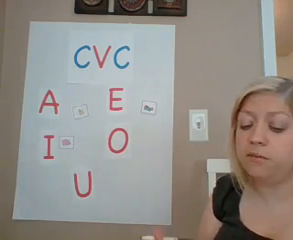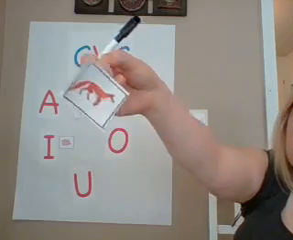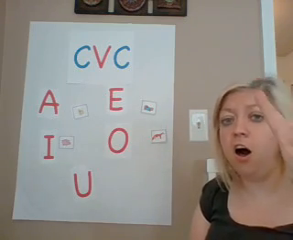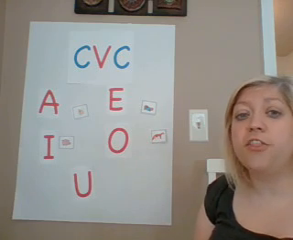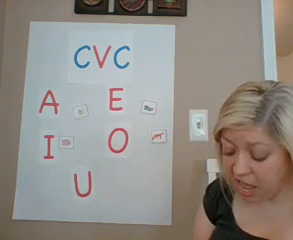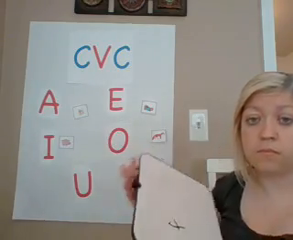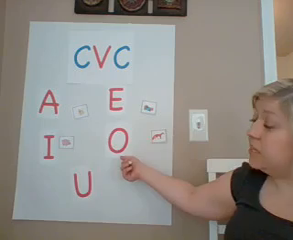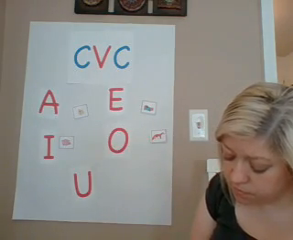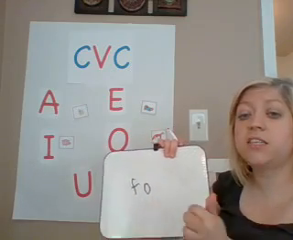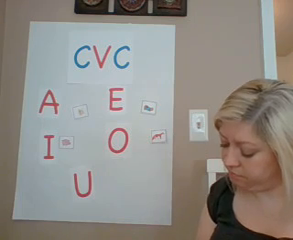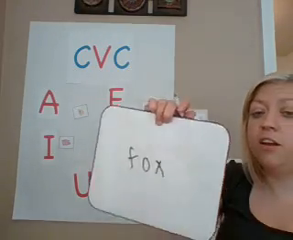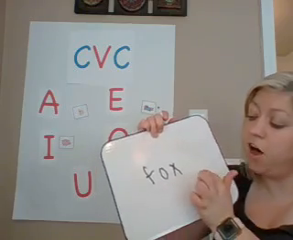Let's try O. That is a fox. I hear three sounds. Fox. So I need three letters on my board. The first sound I hear is F. That's an F. O is my next sound. That's an O. Fox. That's a Z. You know what? That is an X. Fox.